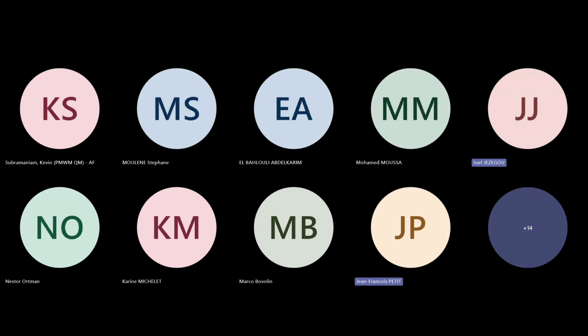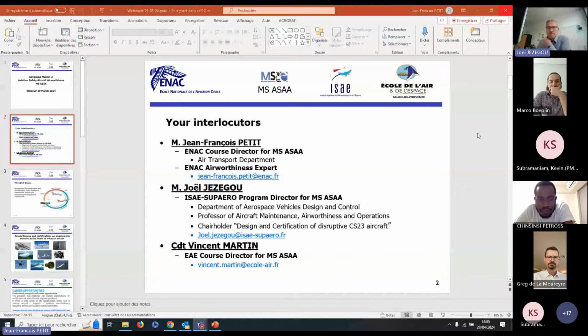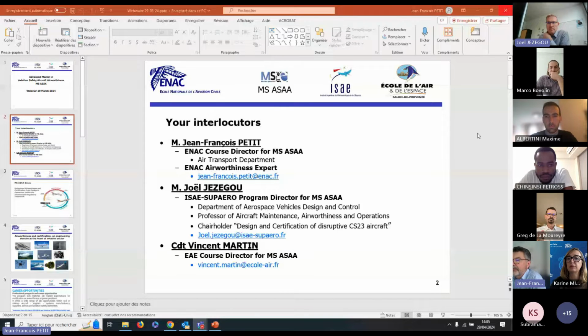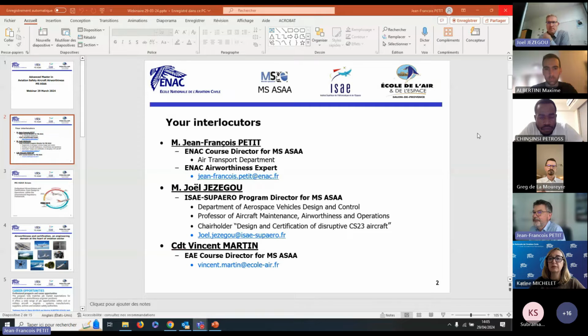Everybody. So let's start with a short introduction of your interlocutors. And so I will start with myself. So my name is Jean-Francois Petit. So I'm course director for the Advanced Master Aviation Safety Aircraft Airworthiness for ENAC. So ENAC is the French National School for Civil Aviation, and it covers all domains of air transport, like airline operations, ATC, ATM, flight dispatchers, airports, etc.